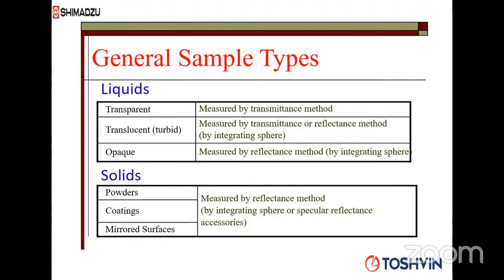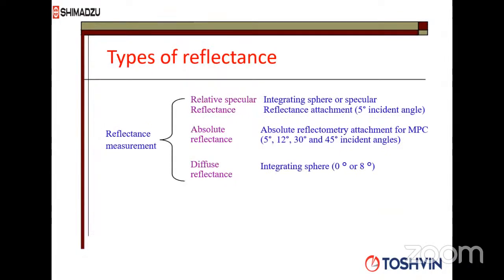So these two attachments are required if you want to study a solid sample. All those attachments are available from our side. And when you talk about reflectance, there are three different types, I am not going into details: specular reflectance, relative specular reflectance, absolute reflectance, diffuse reflectance. There are different types of reflectance, and we have got different accessories for measuring all those.